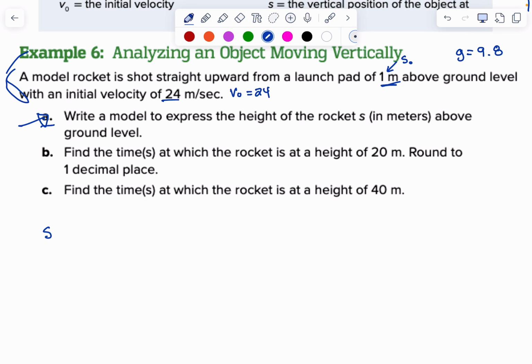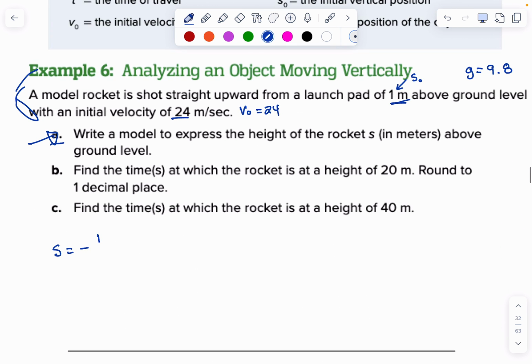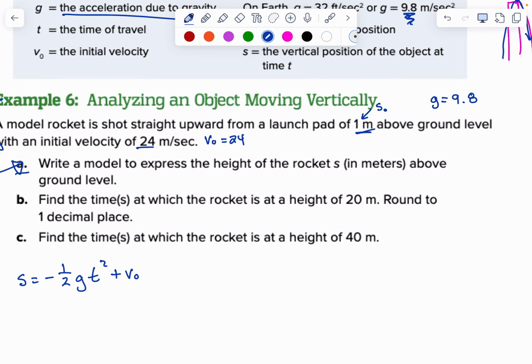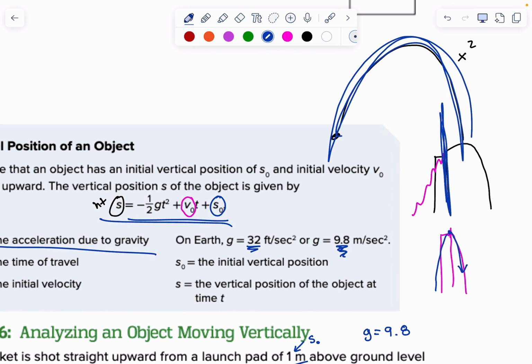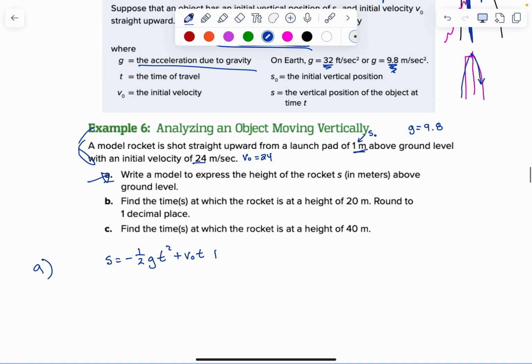So model says S equals, is it negative? Why is it negative, by the way? Because you lose. Well, it goes down. So it's inverted. Yeah, the parabola is a downward parabola, right? And in order for it to be a frowny face, it has to be a negative parabola, right? Okay. All right. And plus S naught.